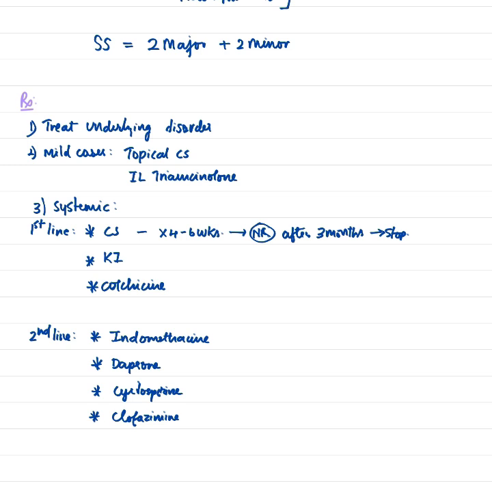So prednisolone we can give at a dosage of 0.5 to 1 mg per kg per day, and it is to be given for a period of 4 to 6 weeks. And if there is no response even after 3 months, then we have to stop the steroid, or we can also go for a steroid sparing agent.